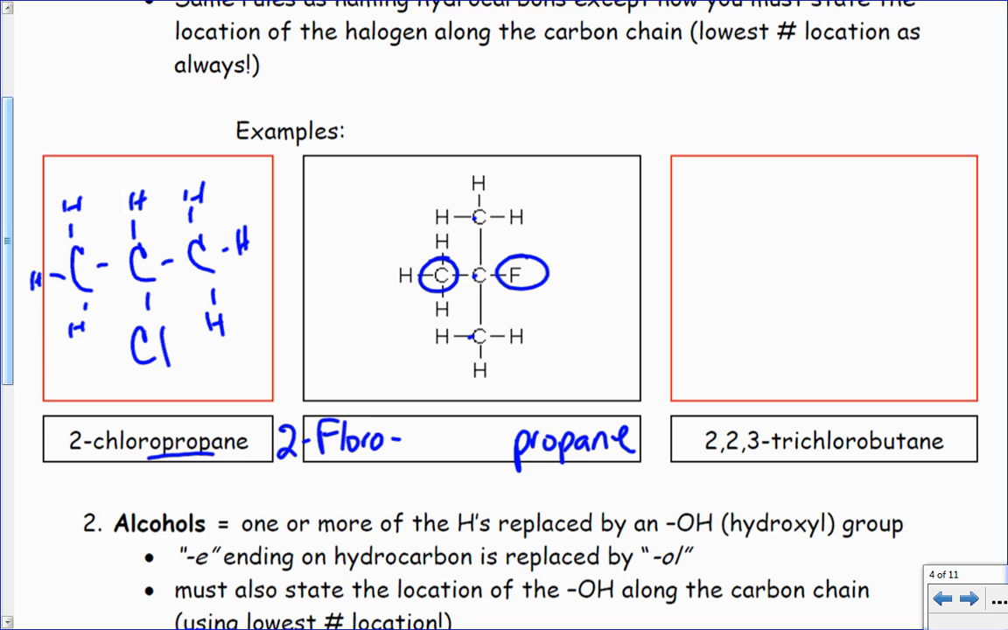2-fluoro, 2-methyl propane. I'm going to do the fluoro first because fluoro is more complicated than a methyl because it's just a carbon. Fluoro is more distinguishable. Okay, let me do this one.